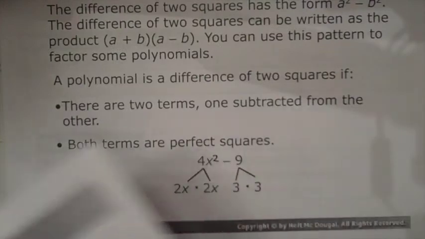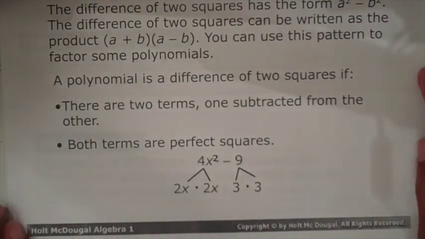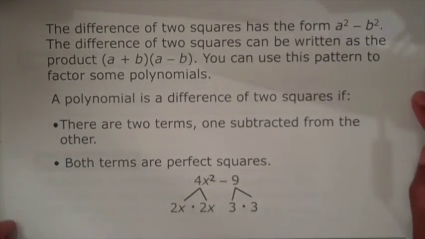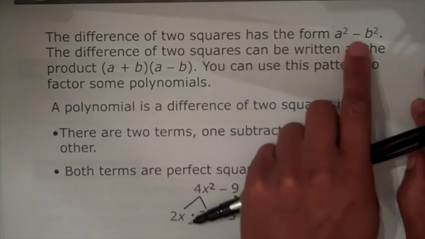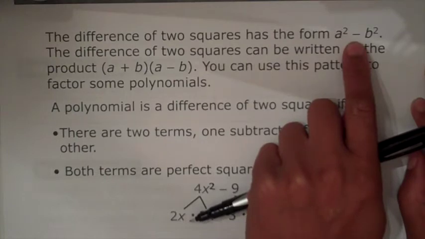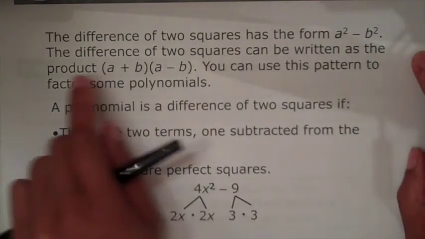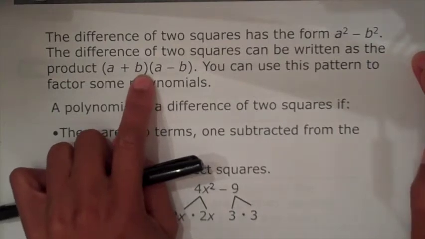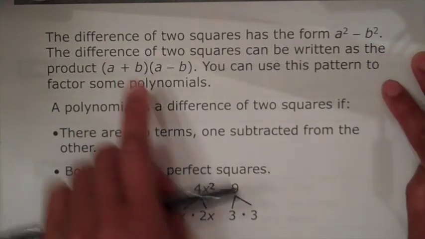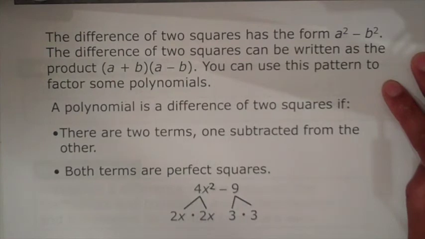The next kind that we're going to do is difference of two squares. So the difference of two squares, when we're factoring this, it has the form a squared minus b squared. And when you're factoring them, it can be written as a product, a plus b times a minus b. So we can use this pattern to factor some binomials.